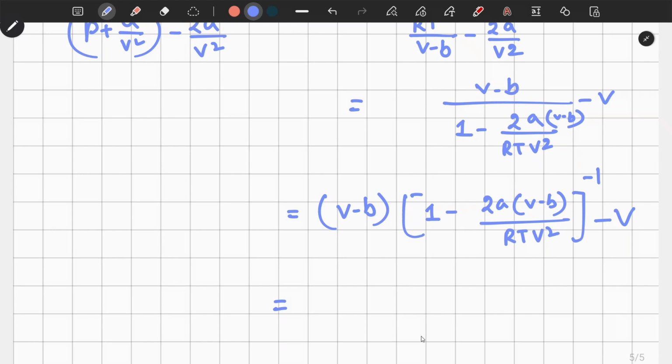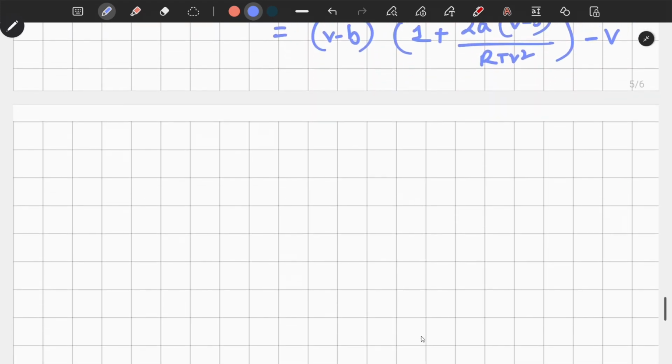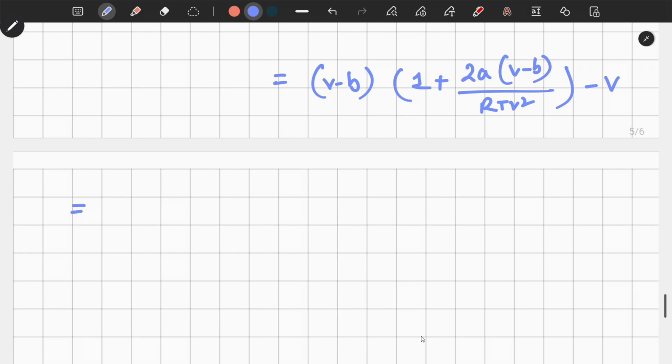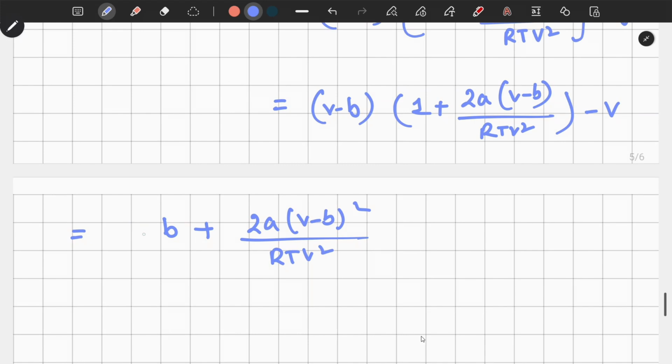Again, you see this is V minus B, and here it is V square, so it's eventually less than 1 by V. So what you can do is approximate it. You have to do plus 2A by RTV. Just do it like this: V minus B plus 2A (V minus B) square by RTV square plus V. Plus, not plus, minus B, sorry. So the VB will be cancelled out, so it will be just minus B and this.